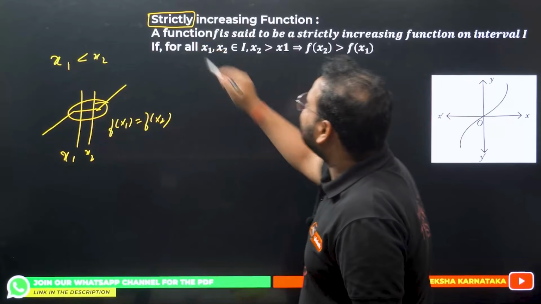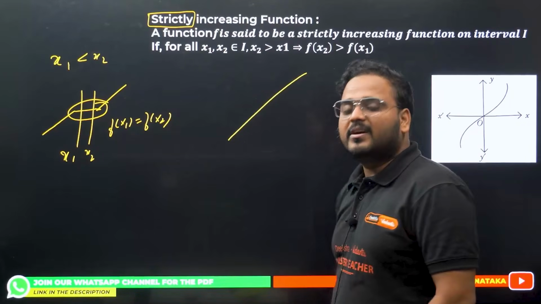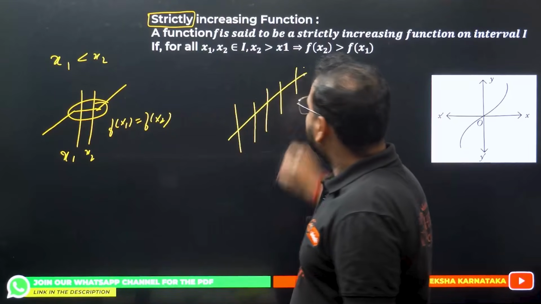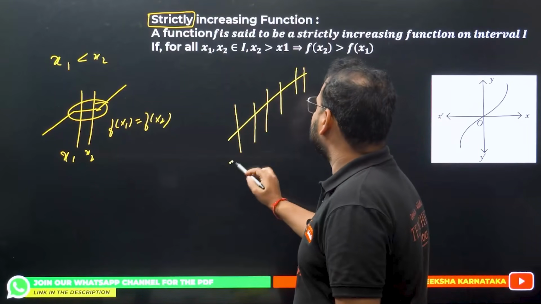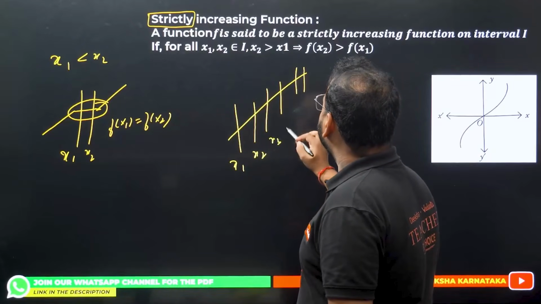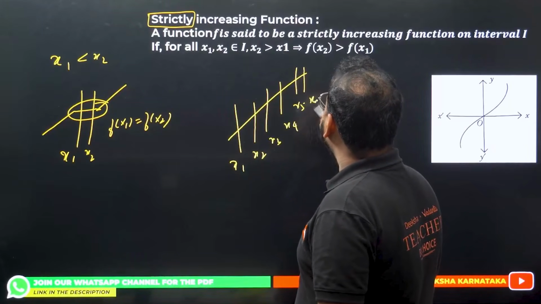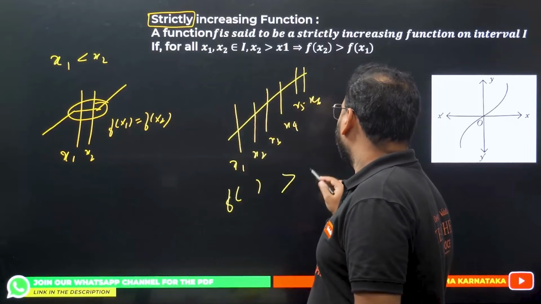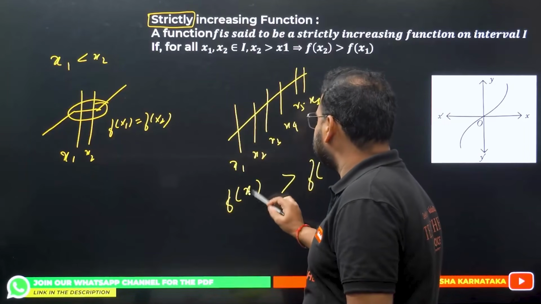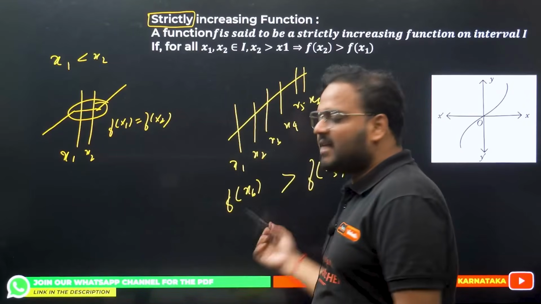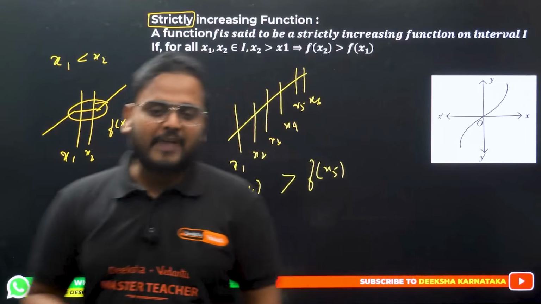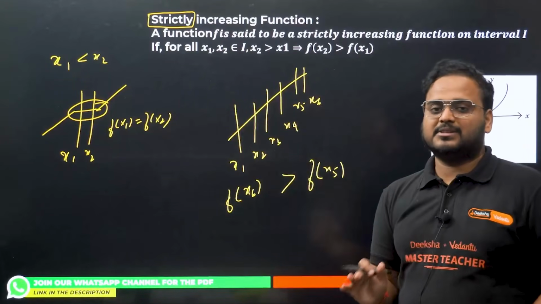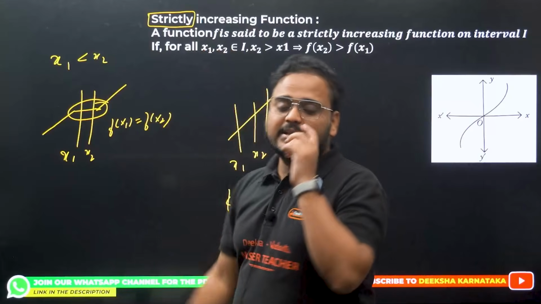When I talk about strictly increasing, the graph goes like this. This is the meaning of a strictly increasing graph. It means at every point you take, if you take the values x1, x2, x3, x4, x5, x6, any value you take, f of that value will of course be more than the other one. If x5 is more than x4, then f of x5 will be more than f of x4, as simple as that. This is called a strictly increasing function.